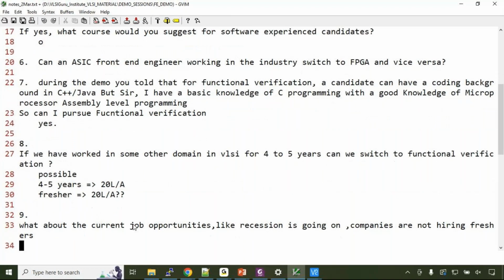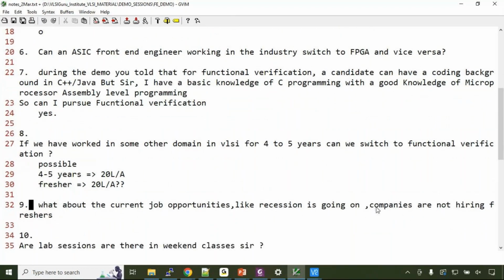What about current job opportunities? Like recession is going on, companies are not hiring freshers. Okay.